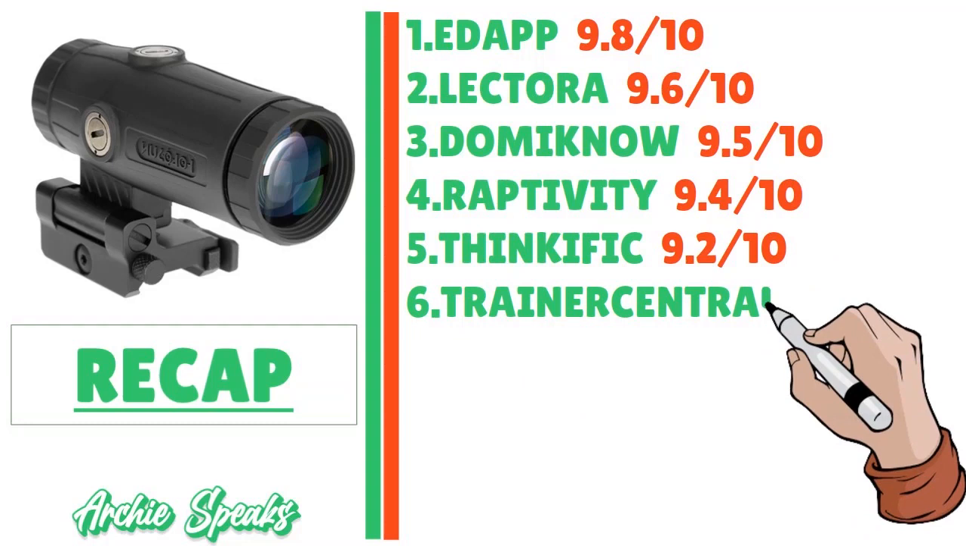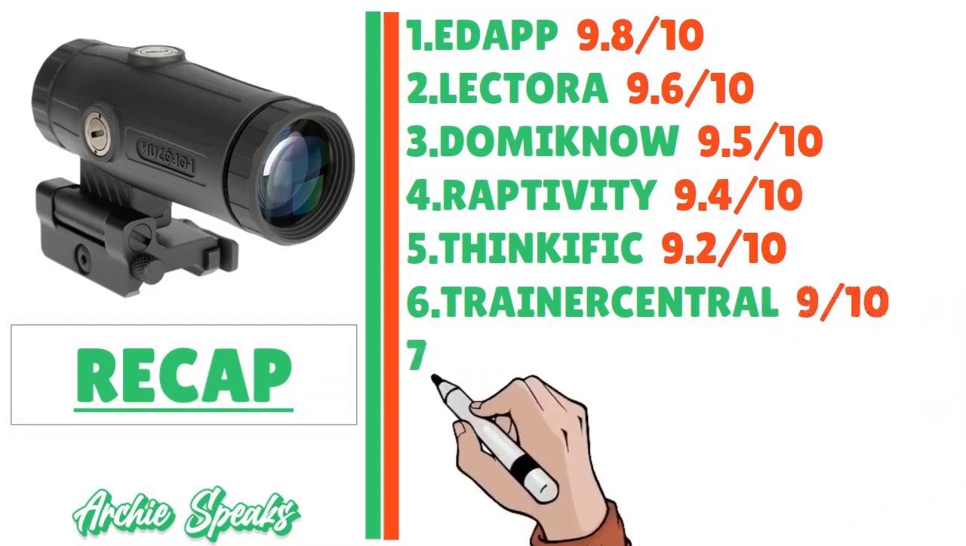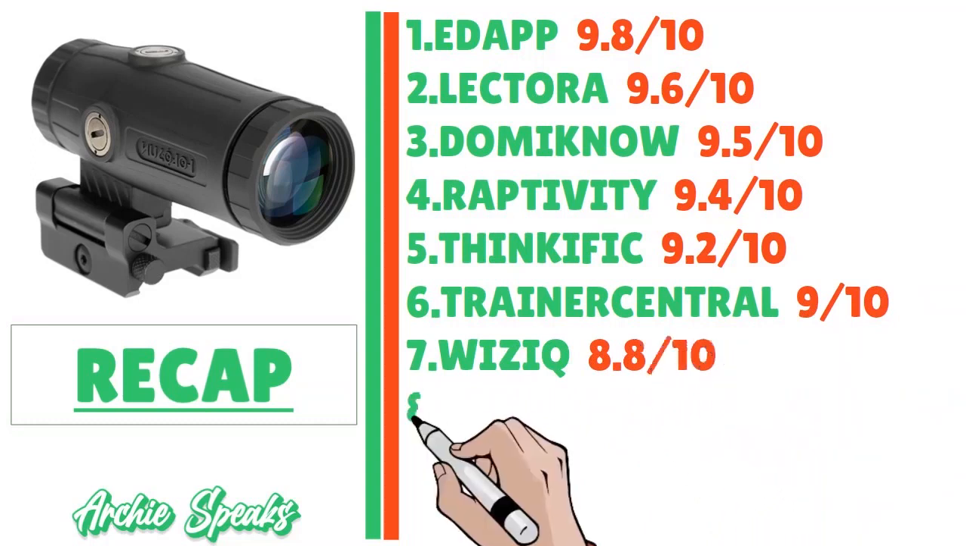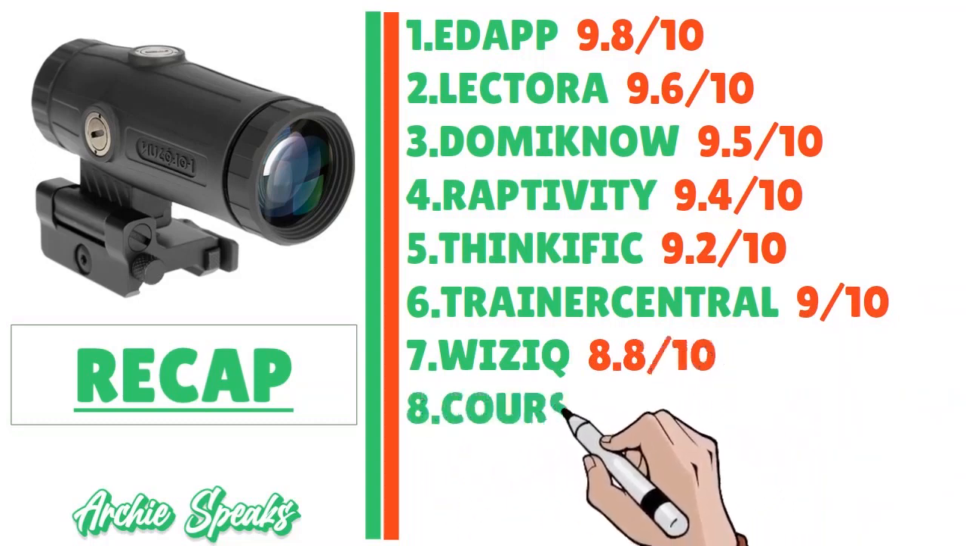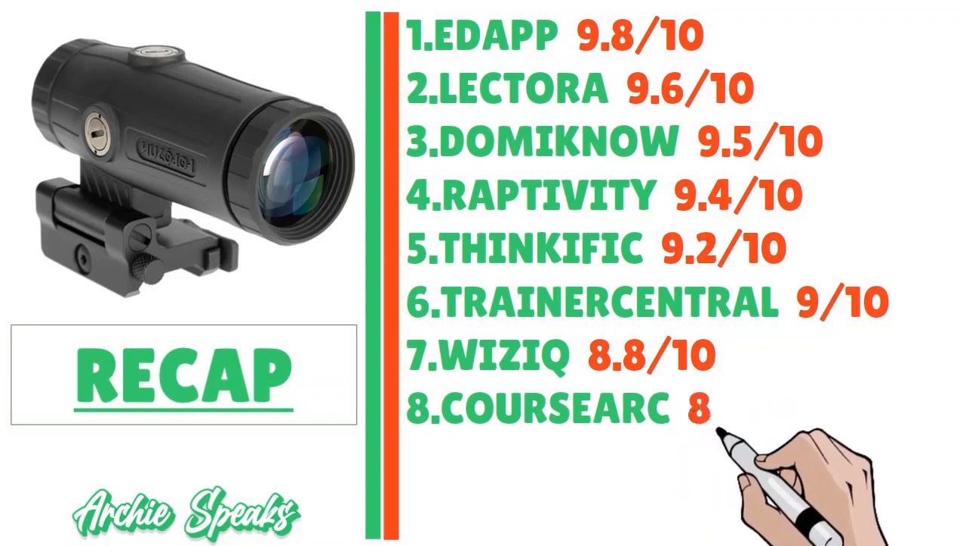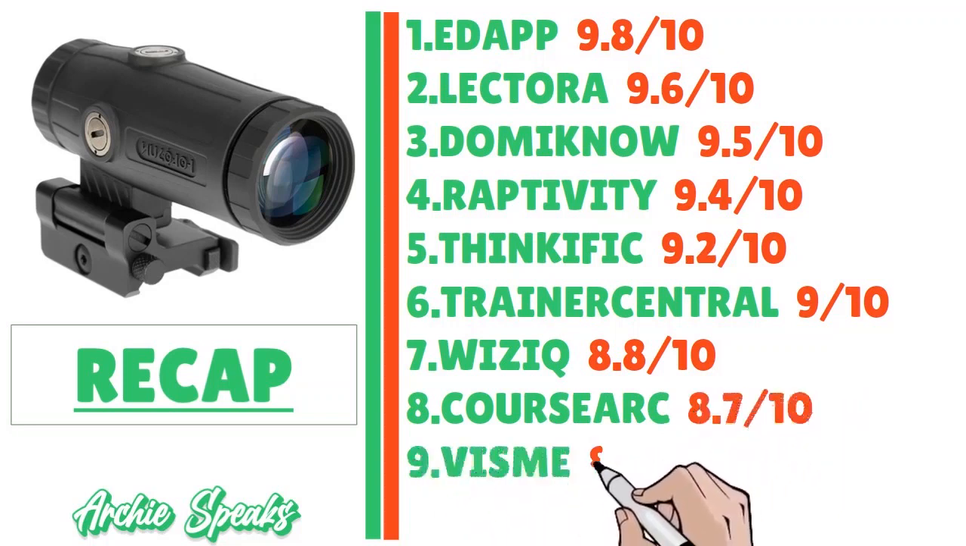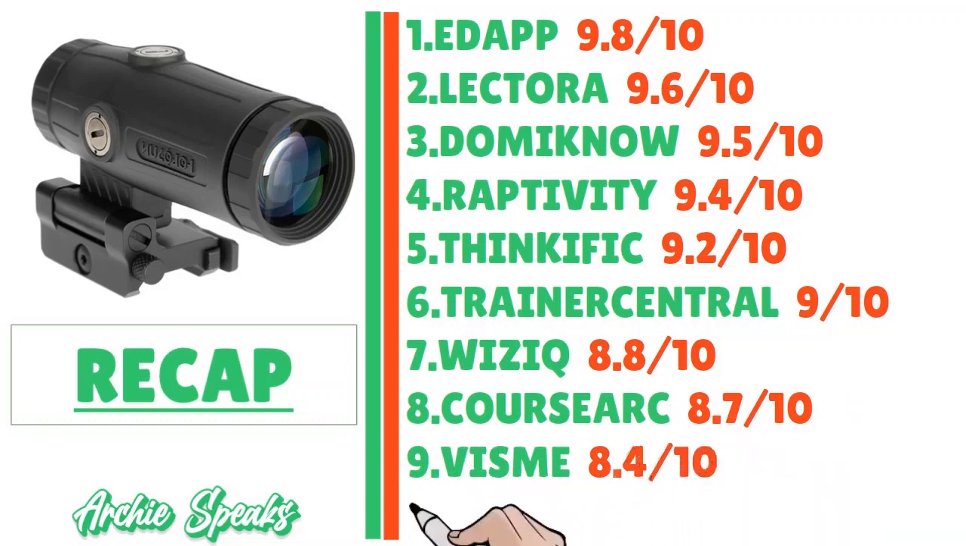So let me just quickly recap here. EdApp, 9.8, Lector, 9.6, Domino, 9.5, Rtiv, 9.4, Thinkific, 9.2, Trainer Central, 9, Wis IQ, 8.8, CourseArc 8.7, vism 8.4, and last but not the least, vion 8/10.